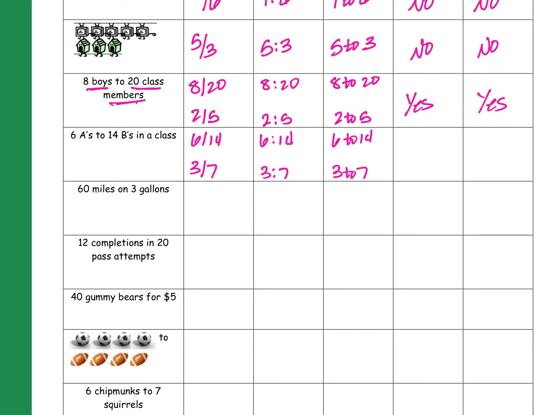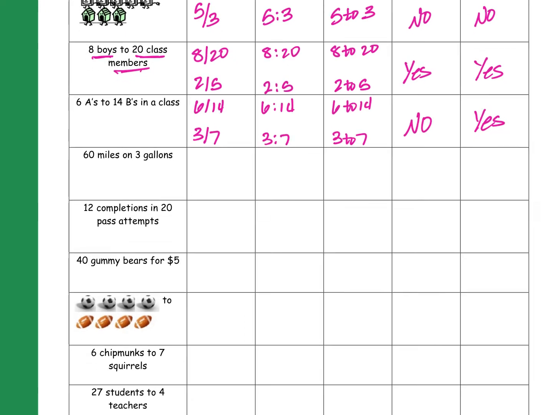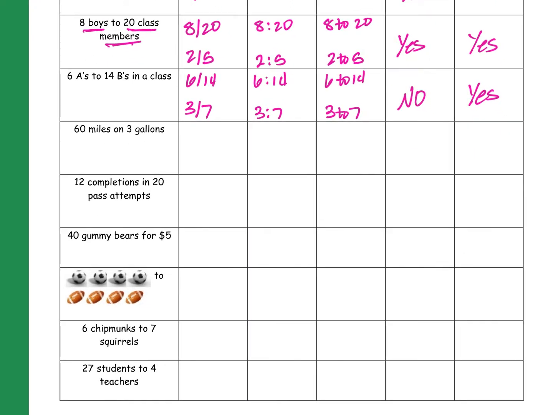So is this a fraction? Are A's and B's the same thing? No. Can I convert it to fractions? Yes, I can, because what are A's and B's? Grades. So I could take part A's to my total grades, right? So I can convert that one to a fraction. Okay, so the next one is miles to gallons. So it would be what? 60 to 3 or 20 to 1.